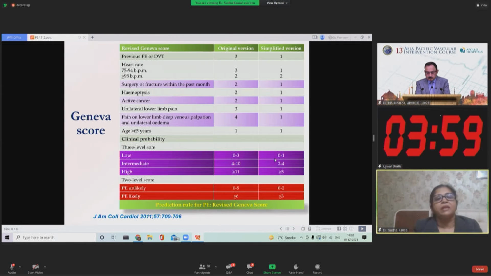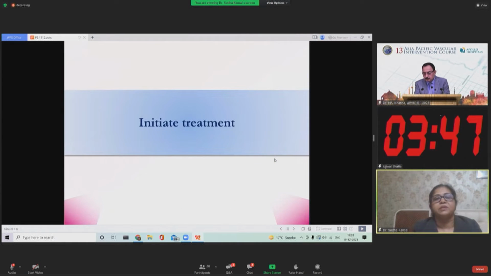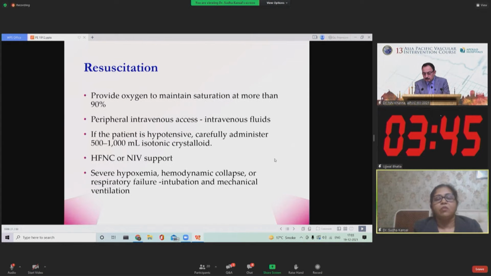Wells score and Geneva score also help you to know the predictability of pulmonary embolism. Pulmonary embolism severity index is a useful bedside tool to assess the mortality risk to the patient. What do I do after that? I have given heparin. I start oxygen immediately.